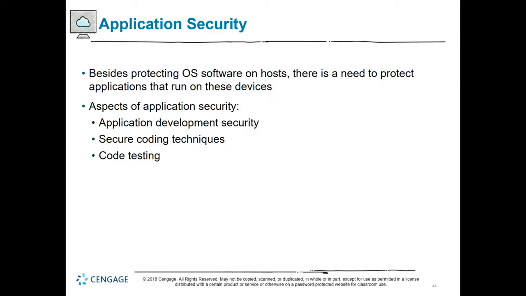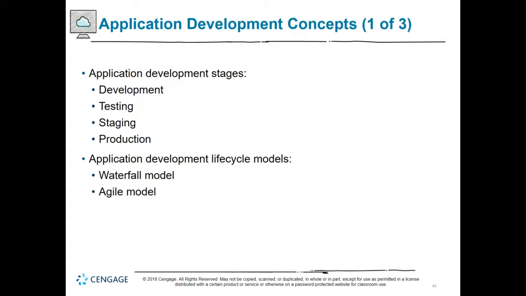All right, so we've talked about protecting the operating system, software, and the host. We also have a need to protect applications that are running on these devices. So we can do this through three different ways. We have application development security, secure coding techniques, and then code testing. Application development is going to have 4 stages. You have development, testing, staging, and production. Now we got 2 different life cycle models, the waterfall and the agile model as well.